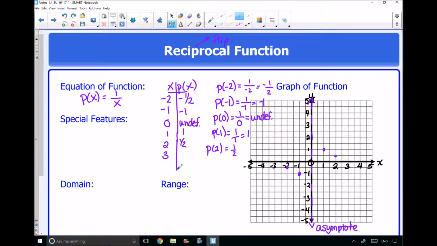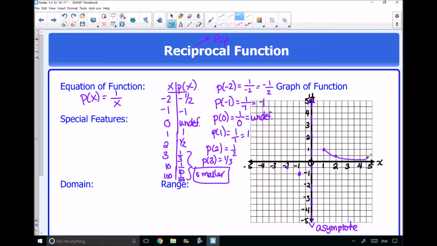When I plug 3 in, p of 3 is 1 over 3. So this value right here is 1/3. If I were to plug 10 in, it would be 1/10, right? If I were to plug in 100, it would be 1/100th. So these values are getting smaller and smaller and smaller. These values are decreasing.